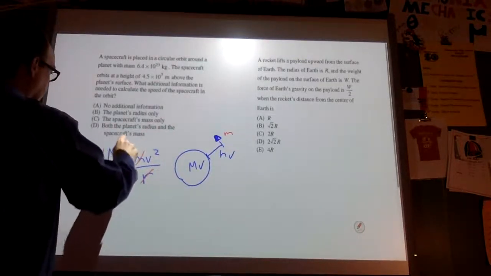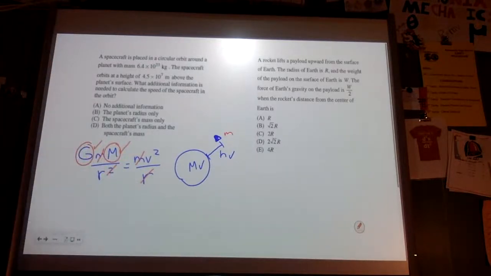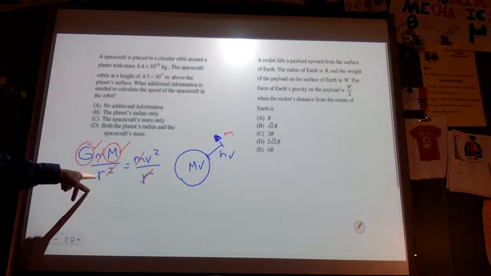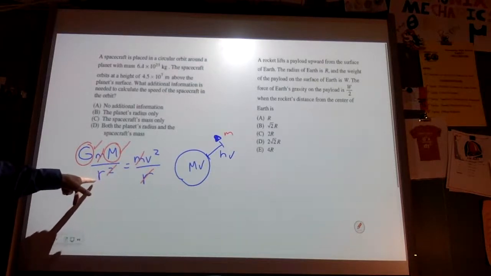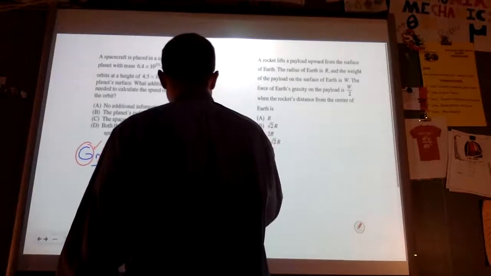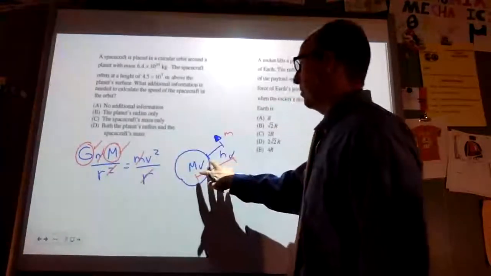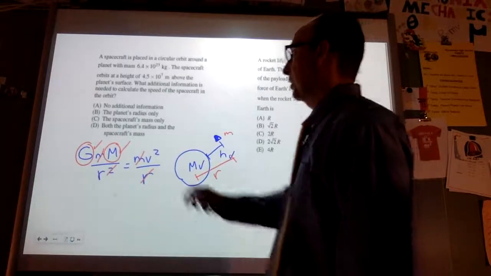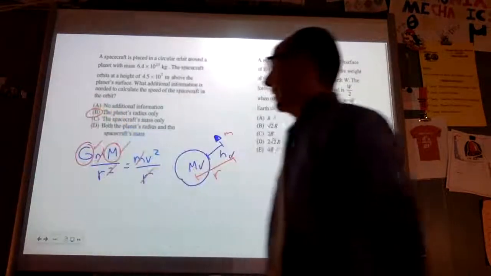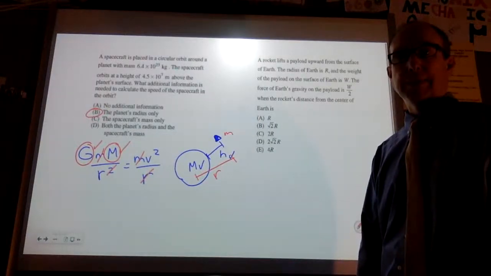We have this. We know that because it's a constant. So do we know what r is? No. We know what h is. R is actually going to be the distance from here to here. And so we don't know the radius of the mass. So we need to know the planet's radius to figure that out, to get the whole distance on there.